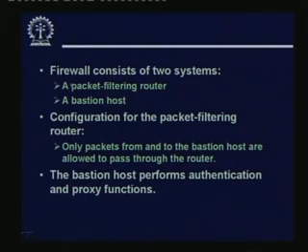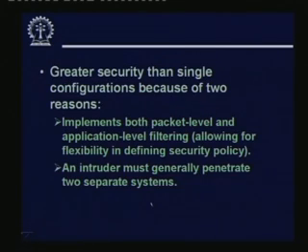So as you had seen, in this method the firewall consists of a router and a Bastion host. The router, as I said, will only allow packets to and from the Bastion host to flow. The Bastion host can perform authentication, and it can also perform the proxy functions. This method has greater security than the single router configuration, because here you can also have application level filtering or proxy filtering in the Bastion host, okay.